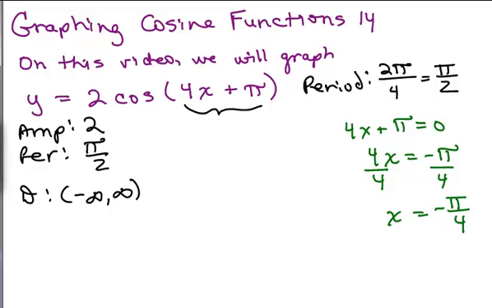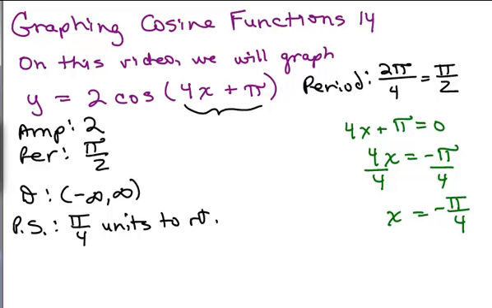I'm going to just put PS for phase shift: pi over 4 units to the left. Trying to get it all in. And we'll leave the range for after we look at the graph. So let's say we've got the amplitude, we've got the period, we've got the phase shift, we've got the domain. There's no vertical shift, so we're almost done.